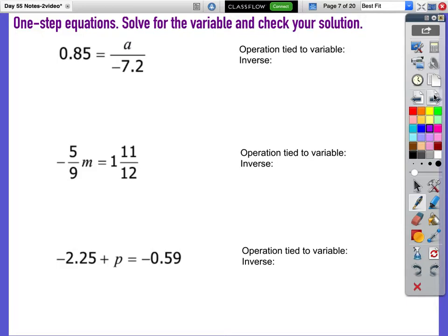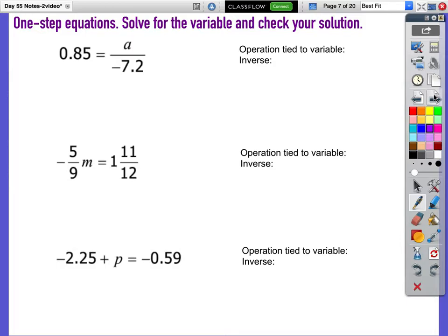One-step equations, solve for the variable. Check your solution. If I'm going too fast, pause the video, go back, listen to it again, and see if you can make sense of what's going on. I'm also trying to watch my time in this video so I do not bore you into a coma for a 3-hour video. That's not my goal. So, okay, we're at 13 minutes.